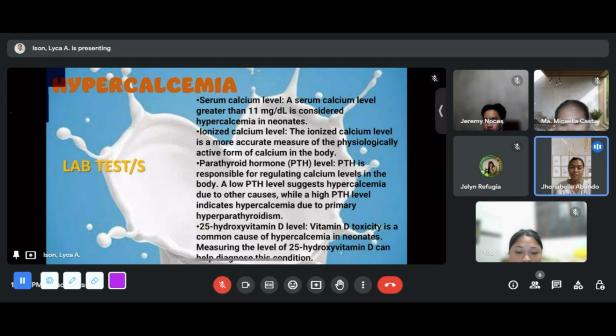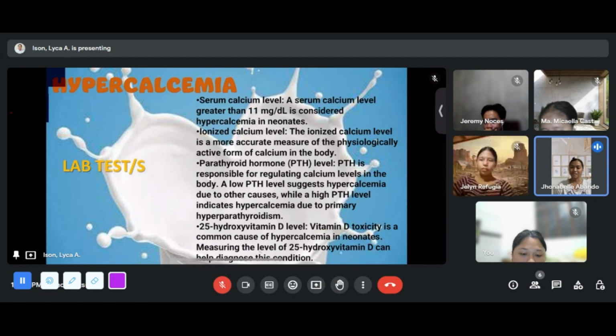So, last is 25-hydroxy vitamin D. Ito ay isang pinakamahalagang test sa pagtukoy ng hypercalcemia. Kung sobra ang level ng test na ito sa dugo, maaaring dahilan ito ng pagtaas ng level ng calcium sa blood ni baby.